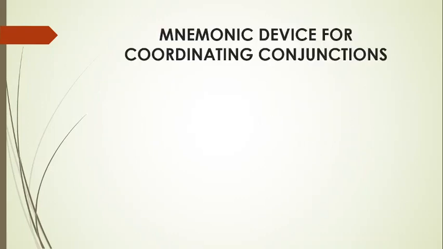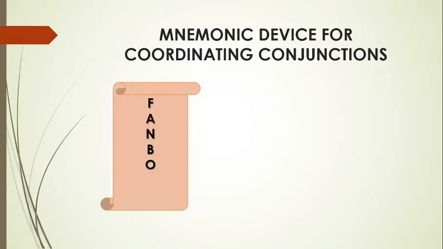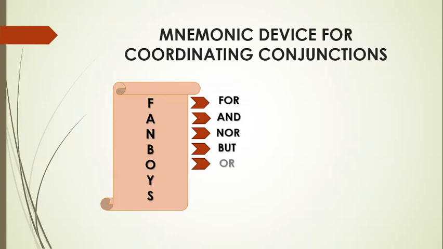Next, we have the mnemonic device for coordinating conjunctions. First of all, FANBOYS. Basically, FANBOYS. Become a fan of coordinating conjunctions, and what you get, right? You get for, F, and A gives you and. N gives you nor, neither. B gives you but, or comes from O. Y provides yet, and finally S gives you so.